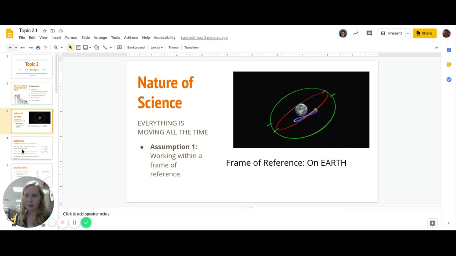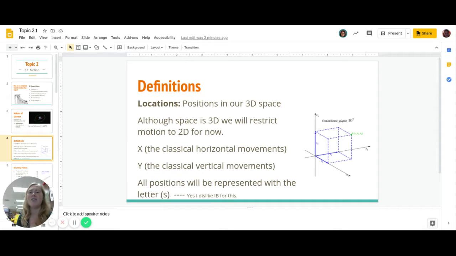Okay, now the first definition, position, S. Usually a position is a location and it's somewhere in a 3-dimensional space, but for physics we're going to simplify to 2 dimensions. The classical horizontal motions, which you would think of as X in math class, and the Y vertical motions. All of the positions will be represented with the letter S, and that's just to create a consistency in the formula.